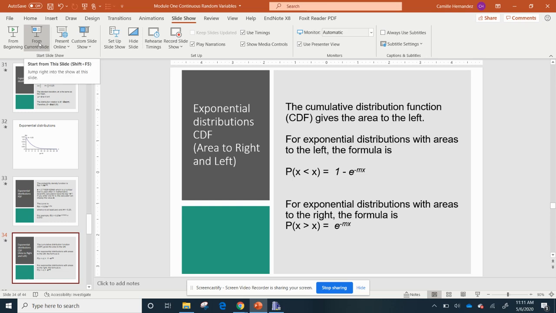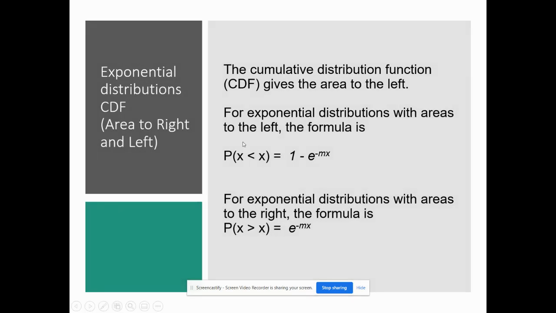Okay, so that was PDF. Let's do CDF. The cumulative distribution function, CDF, gives the area to the left. So for exponential distributions with area to the left, the formula is 1 minus e to the negative m x. You can see it here, I've written it out. For exponential distributions with areas to the right, the formula is P of x greater than x equals e to the negative m x. And we're going to do some examples in the next few videos.